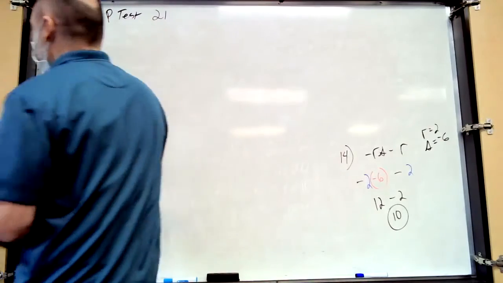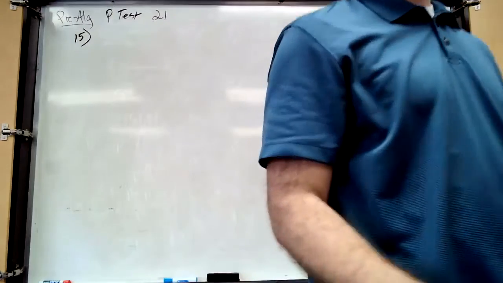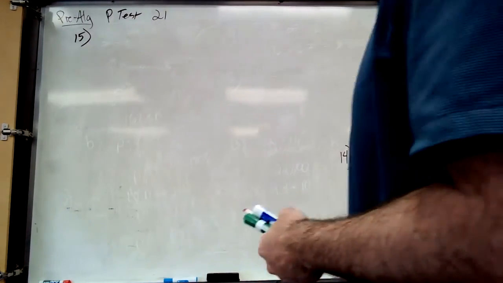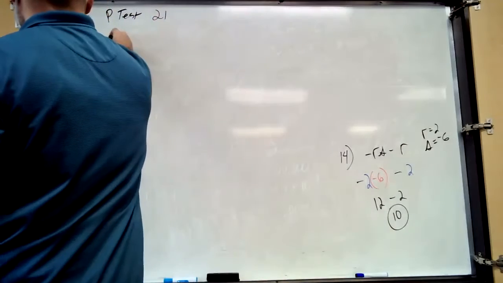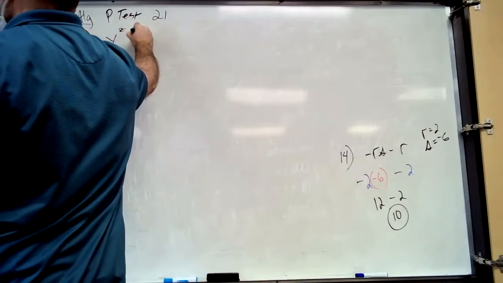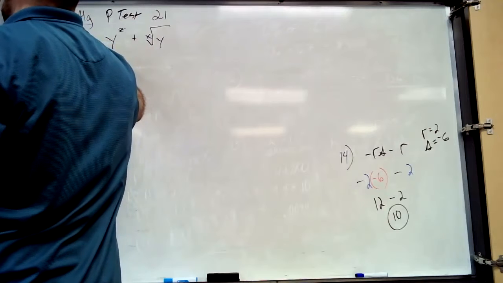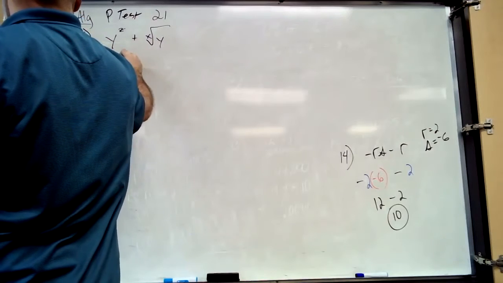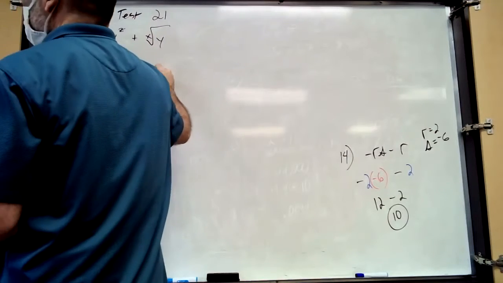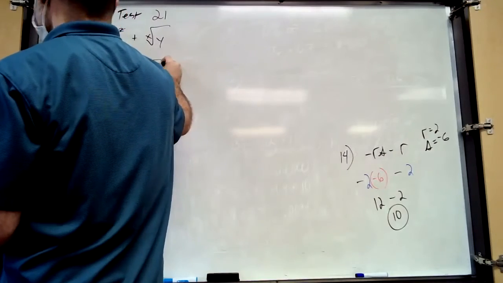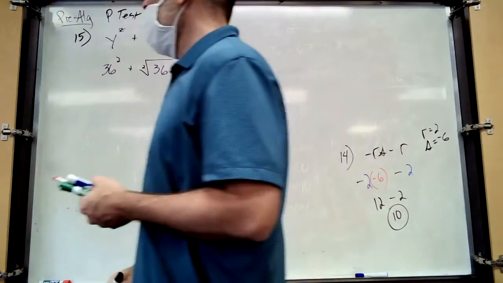All right, number 15. Let's look it up. All we're doing is plugging it in. That's y to the z. What's y? 36. Okay, and what's z? So y is 36, z is 2, and x is 2. Square root of what's y? 36. Okay. 6.